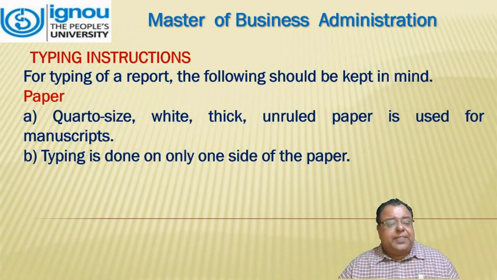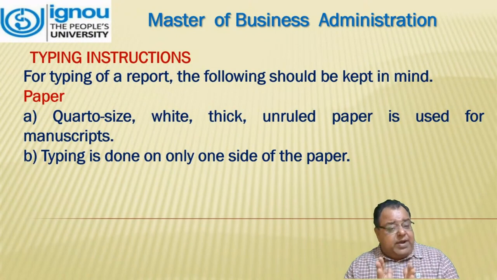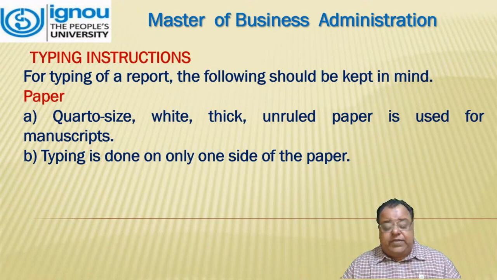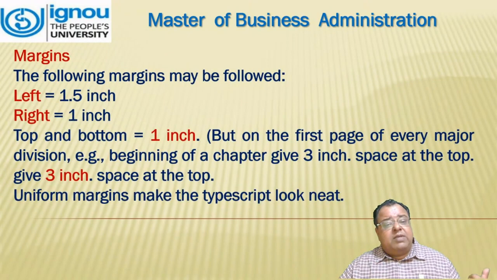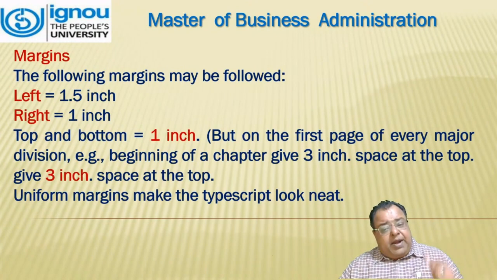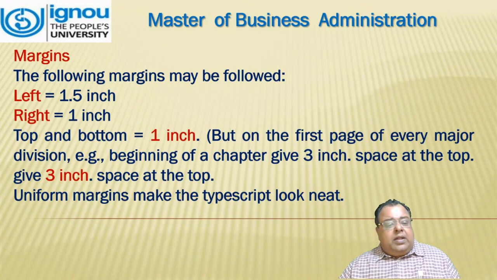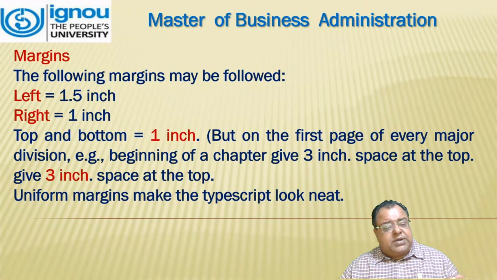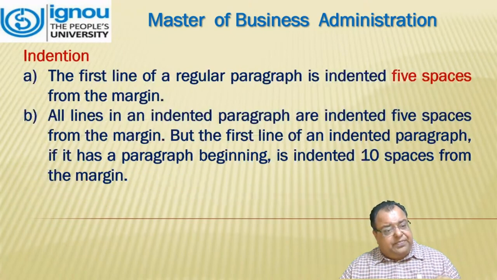Typing instructions. For typing a report, the following should be kept in mind. Paper: quarto size, white, thick, unruled paper is used for manuscripts. Typing is done on only one side of the paper. Margins. The following margins have to be followed. On the left side, it should be 1.5 inches, and on the right, 1 inch. From the top, 1 inch. But on the first page of every major division, that is the beginning of a chapter, give 3 inches of space at the top. Keep the margins uniform to keep the manuscript looking neat.